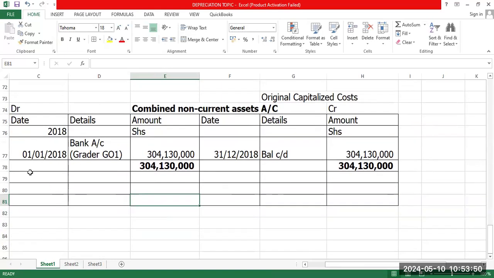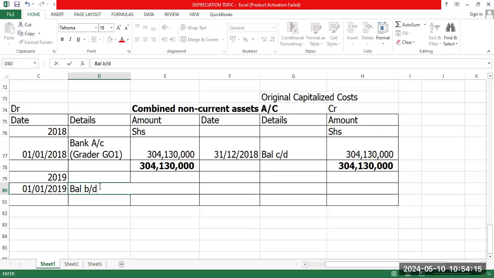So it means that when you're starting the year 2019, you're actually starting with this amount. So on 1st January 2019, you have your balance brought down. If you use D, it's balance brought forward, because you're getting it from 2018 to 2019. Now copy this, bring it here.